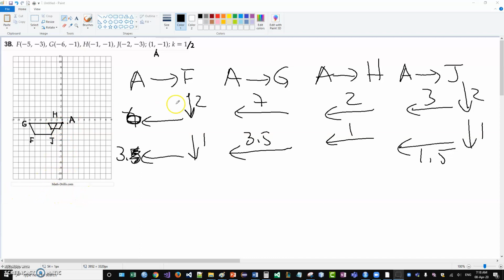Okay, so again, to do this, you go from the center to each point. You see how many units you go down or left or up, okay, or right, and then you multiply the number of units by the scale factor. In this case, the scale factor was half. Okay, and that's how you do it.